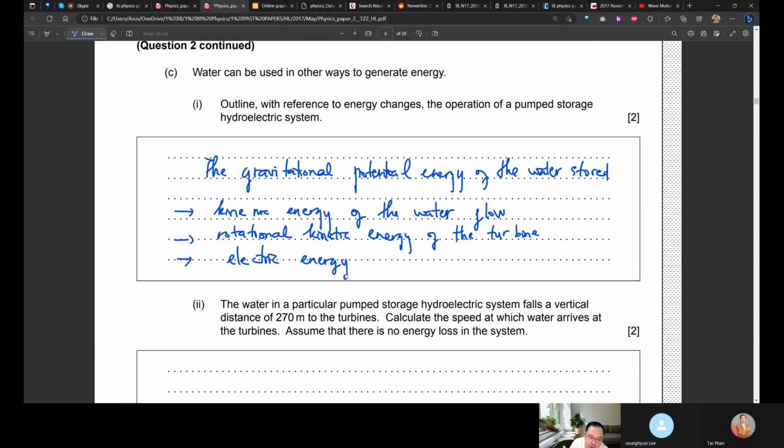You can skip this part, okay, or you skip the second one here, to the flow, and then make the turbine rotate and convert into the electrical energy.